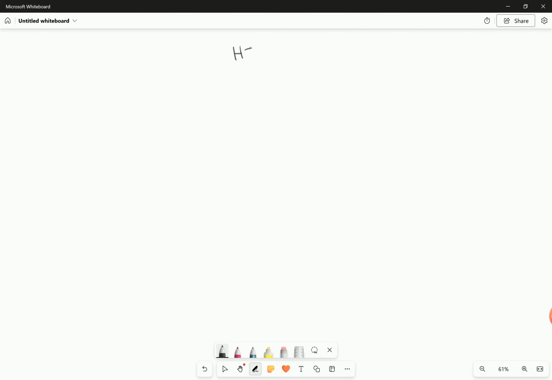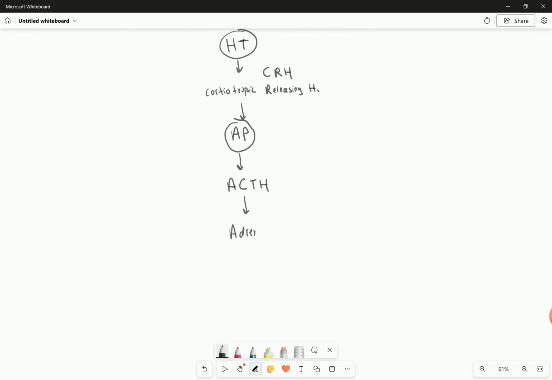The hypothalamus releases corticotropic releasing hormone, which communicates to the anterior pituitary gland, which then releases adrenocorticotropic hormone, or ACTH. Make sure you know both the abbreviation and the full word. Adrenocorticotropic hormone is going to communicate to the adrenal cortex to release cortisol.